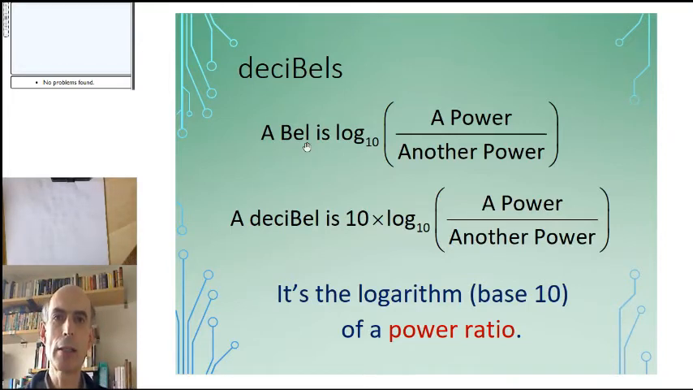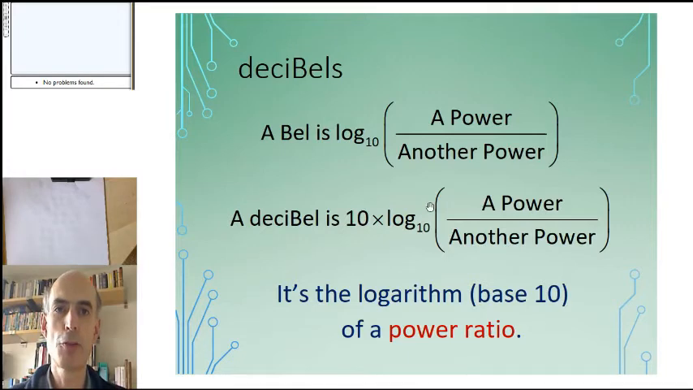So just like a meter is 10 decimeters, and 3 meters is 30 decimeters, and x meters is 10x decimeters, a power ratio of 3 bells would be 30 decibels. You take the value in bells, that's log to the base 10 of the power ratio, and multiply it by 10 to get the value in decibels. That's it.